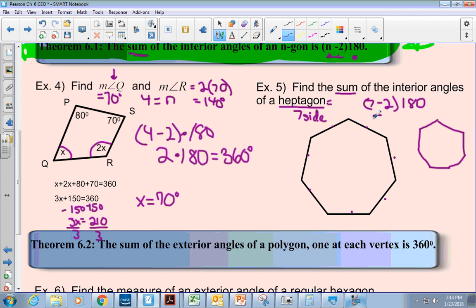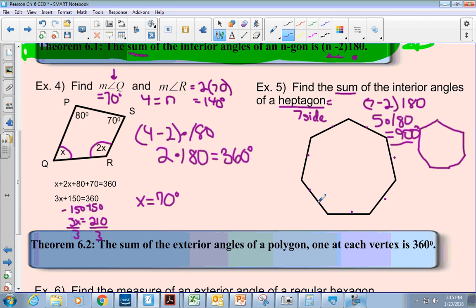Okay, so then this is 5 times 180. Well, I don't know what 5 times 180 is. But I know that 5 times 100 is 500. And 5 times 80 is 400. So 500 plus 400 is 900. Is that what you got, Julian? 900. So the sum of the interior angles is 900 degrees.